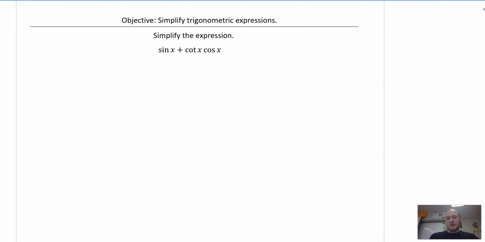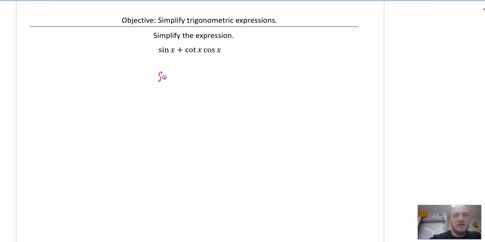All right, here, notice I don't have anything squared. There's nothing that's screaming, hey, substitute me. And I don't have anything that's similar to factor out. So when we look at things like this, generally what we're going to do is target our reciprocal identities.